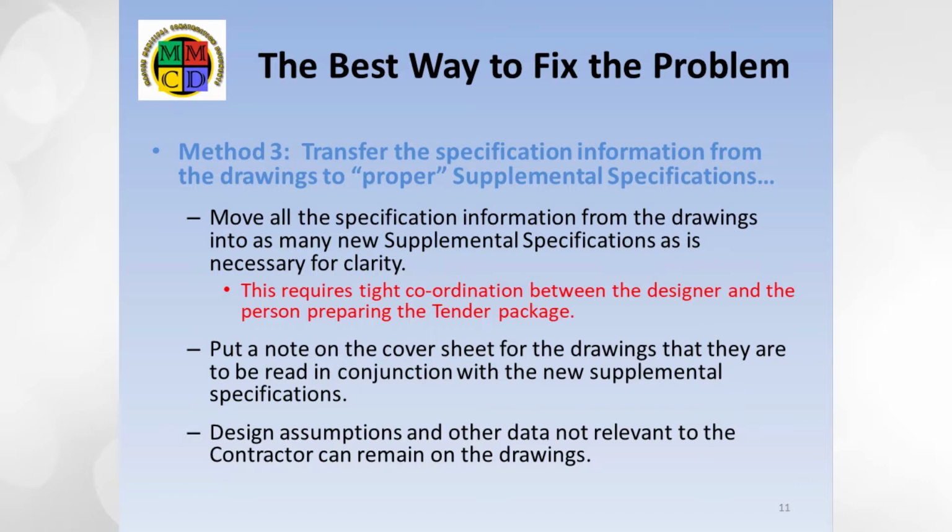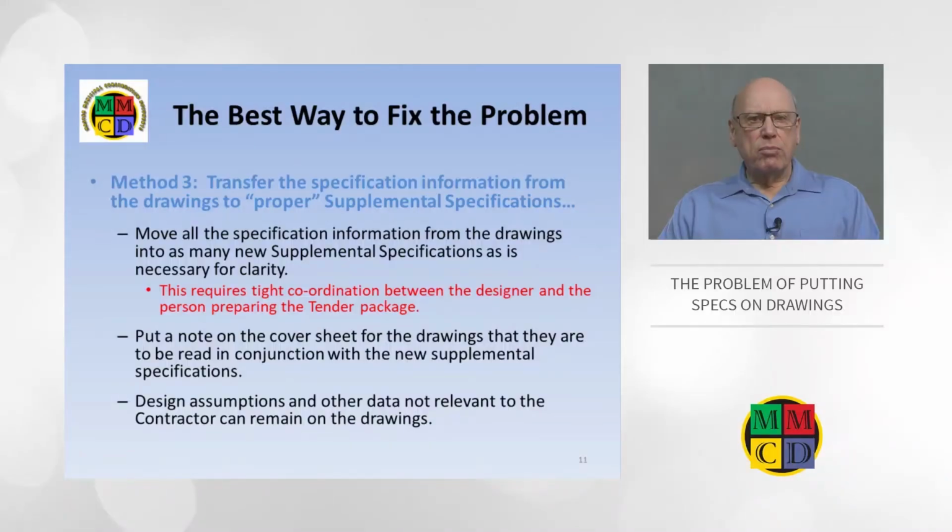Other information on the drawings, which relates to design assumptions, load and safety factors, etc., can remain on the drawings as it does not provide information which the construction workers will use. For both the workers and the design reviewers, a note on the drawings should refer them to the appropriate supplementary specifications, which must be read in conjunction with the drawings. Obviously, this method requires coordination between the designer who creates the specifications and the tender author who assembles the contract document package.